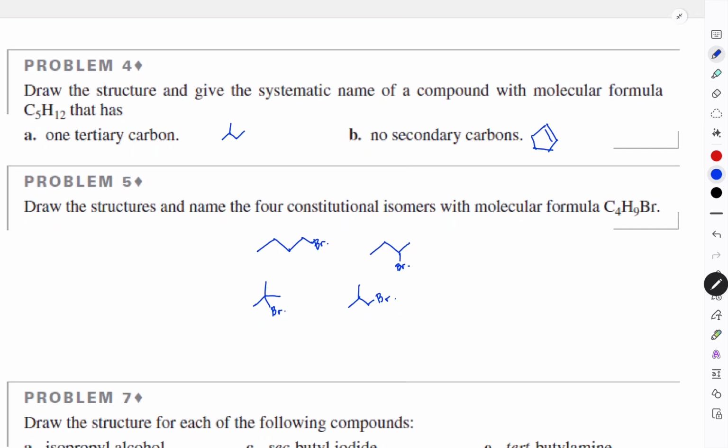Yeah, let's take a look at the problem 4, right? One tertiary carbon with C5H12. I guess this should be the correct structure, right? And we have one tertiary carbon here, right? With 1, 2, 3, 4, 5 carbons, right? As a saturated form. We'll learn about the degree of unsaturation in the subsequent chapters.